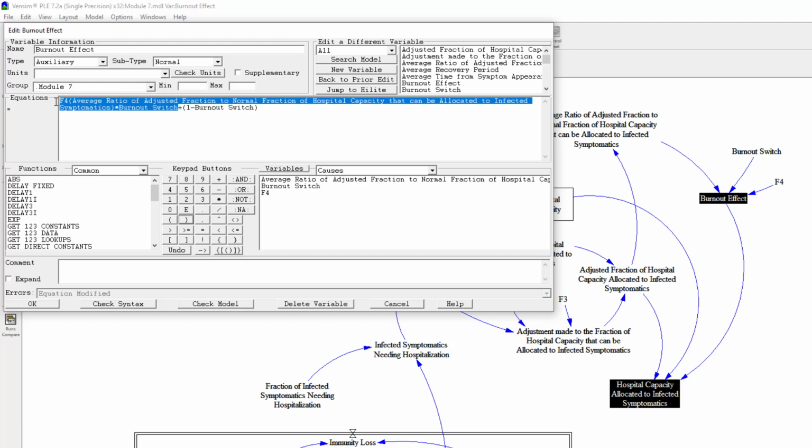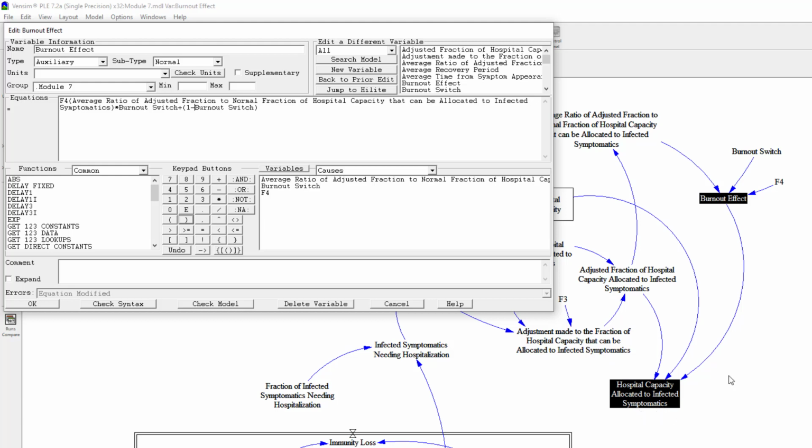Think about the first part. We are multiplying this F4 output with the burnout switch, which is 0. So that part becomes 0. But the second part here, 1 minus 0, becomes 1. So the whole thing is 1. So when the burnout switch is 0, you don't want any burnout effect in your model. This whole thing will give you a value of 1. And when you multiply the burnout effect by a value of 1, it's not going to do anything to this hospital capacity allocated to infected symptomatics.